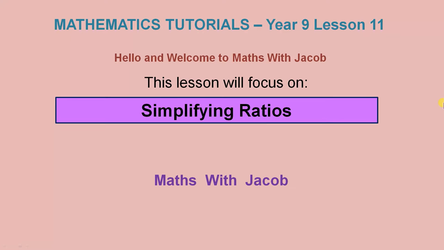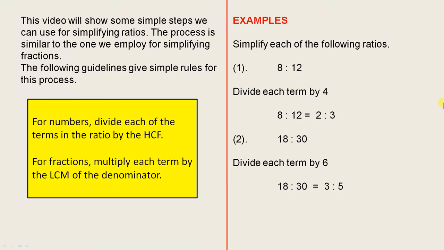This lesson will focus on simplifying ratios. This video will show some simple steps we can use for simplifying ratios. The process is similar to the one we employ for simplifying fractions. The following guidelines give simple rules for this process. For numbers, divide each of the terms in the ratio by the HCF. For fractions, multiply each term by the lowest common multiple of the denominator.